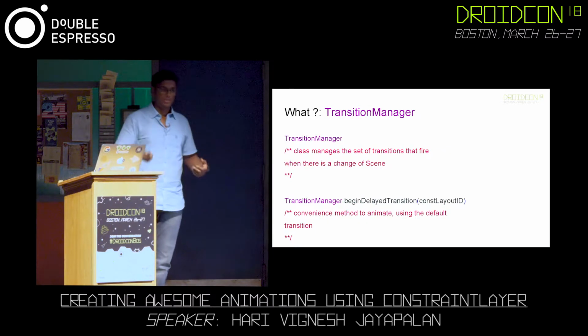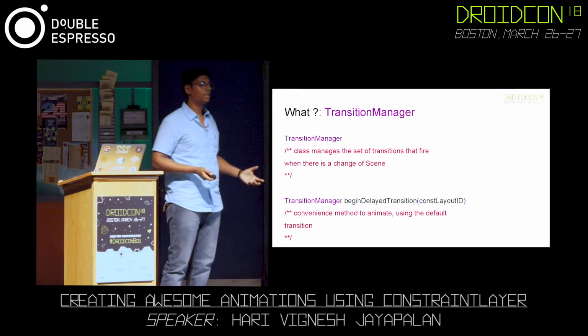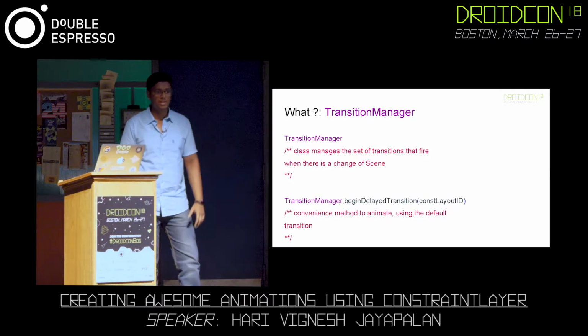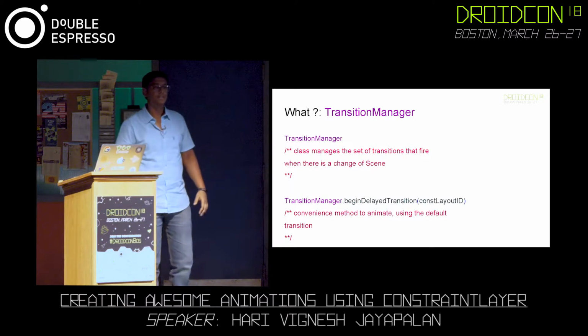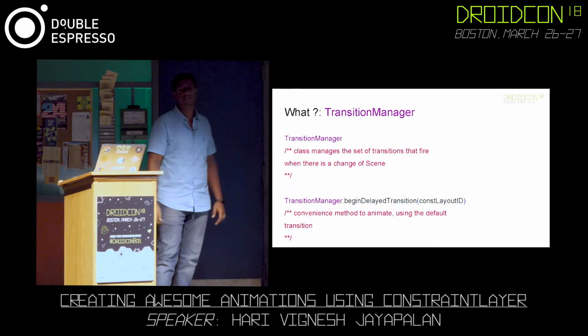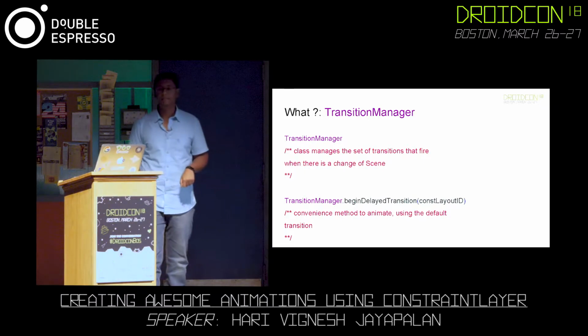And transition manager. Transition manager is a class which helps us with all transitions. We can perform custom transitions by inflating, getting the custom transition, by applying your own transitions. We can use interpolators, set your own transitions. But yeah, we have used beginDelayedTransition, which is kind of a default delayed transition method that will help us with this.